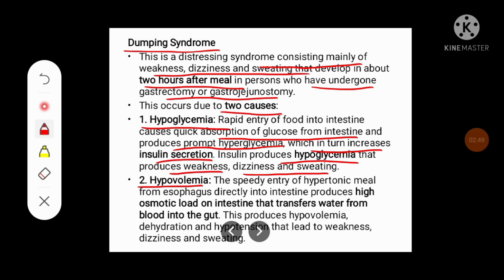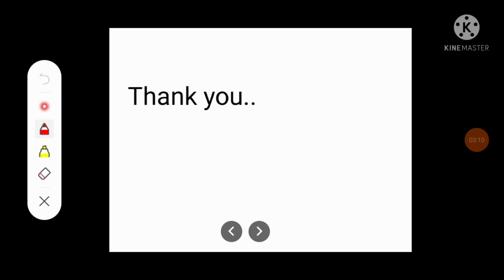The second cause is hypovolemia. The speedy entry of a hypertonic meal from the esophagus directly into the intestine produces a high osmotic load on the intestine that transfers water from the blood into the gut. So this produces hypovolemia, dehydration, and hypotension that leads to weakness, dizziness, and sweating. So this is in brief about gastric motility and some of the applied aspects related to it. Thank you.